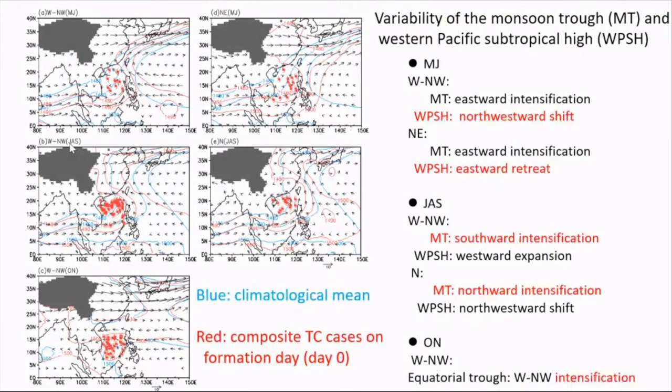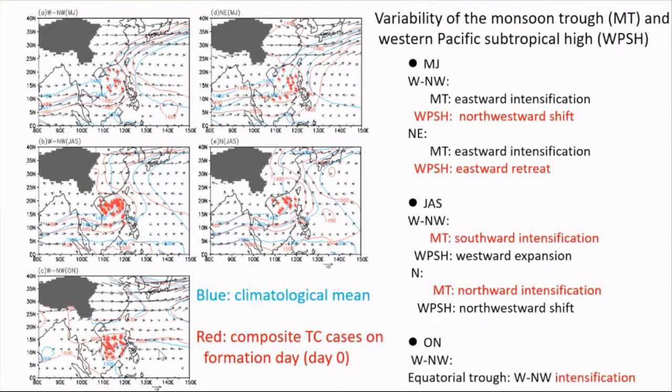And then in July-September, we compare the west-northwestward track type and the northward track type. The major difference comes from the monsoon trough. In the west-northwestward track type, the monsoon trough tends to intensify southward, and that is accompanied with a westward intensification of the subtropical high. So similar to May-June, after formation, this TC is driven by the easterly flow to move westward. And then for the northward track type, the monsoon trough tends to intensify northward, and you can also see the subtropical high retreat northward. So there is a space to the north for this TC to be driven by the southwesterly or southerly flow to move northward.